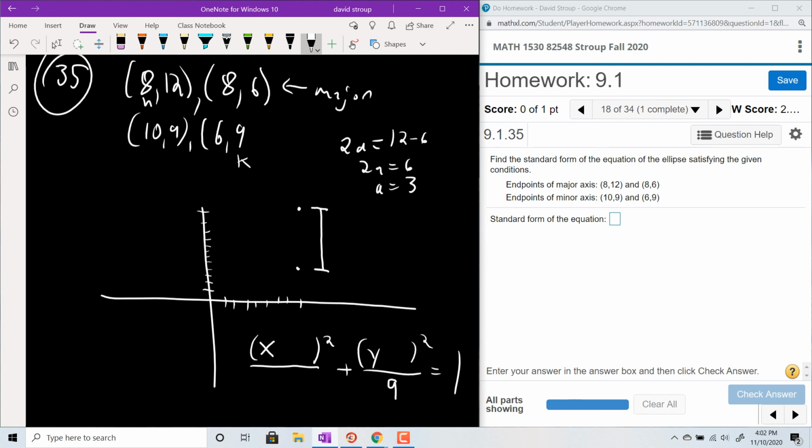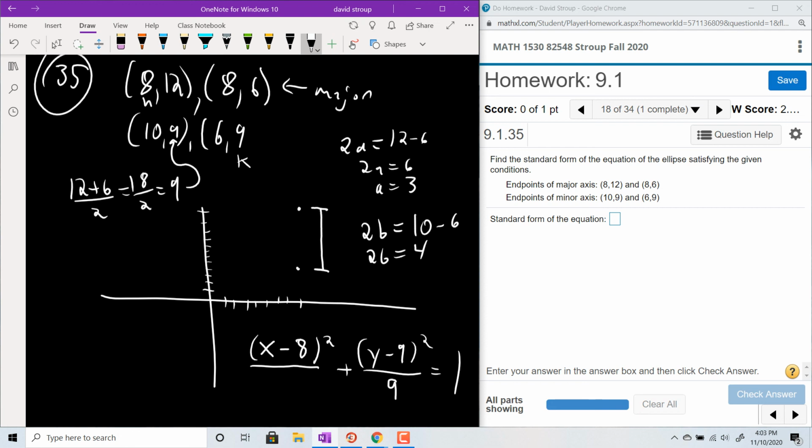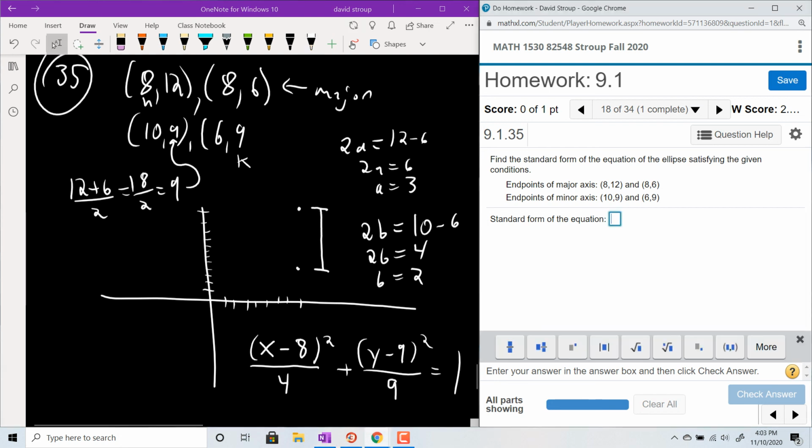You could take the midpoint of that, and that would give you the k value, which would be 9. So the midpoint, you just take 12 plus 6 divided by 2, so it would be 18 over 2, which is 9, but you could also see it in the second set of coordinates. So x minus 8 and then y minus 9. I need the b value, so 2b will be 10 minus 6 from the other ordered pairs. 2b is 4, so b is 2. So that denominator will be 4. And then plop it all in.